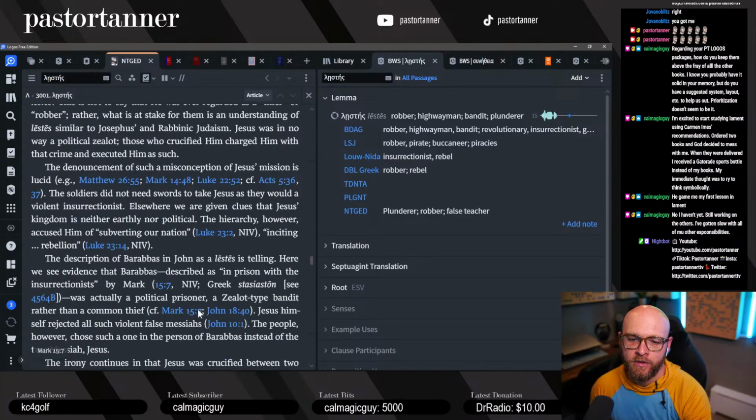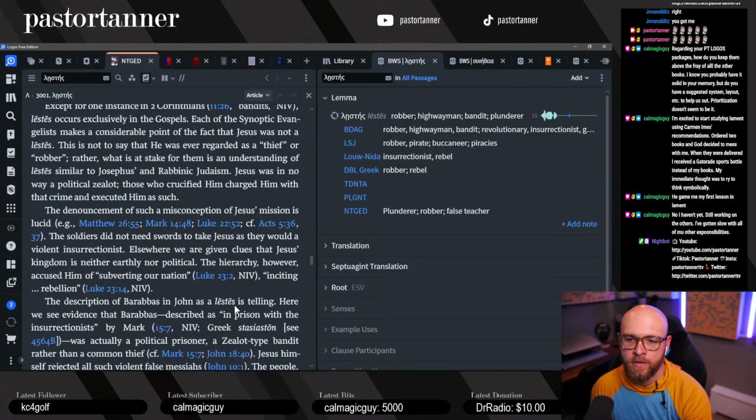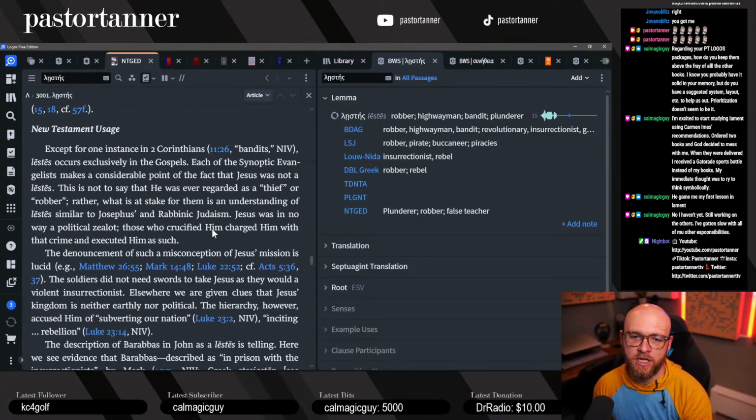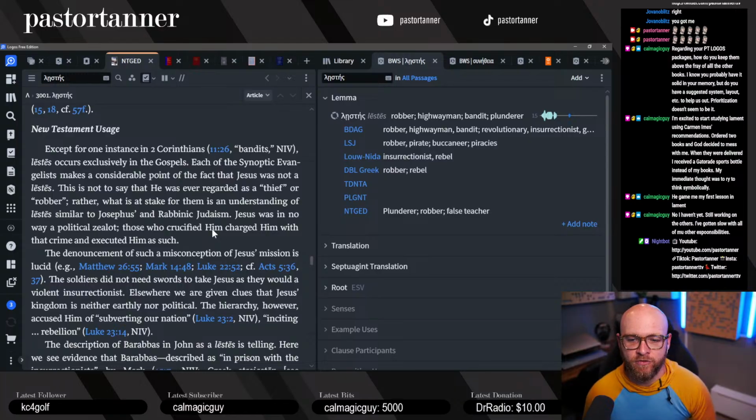Okay. And then New Testament usage. Man, what a good resource. New Testament usage, except for one instance of 2 Corinthians 11:26, bandits, Laestes occurs exclusively in the Gospels. Each of the synoptic evangelists makes considerable point of the fact that Jesus was not a Laestes, that is to say, he was never regarded as a thief or a robber. Rather, what is at stake for them is an understanding of Laestes similar to Josephus and rabbinic Judaism. Jesus was in no way a political zealot. Those who crucified him charged him with that crime and executed him as such. The denouncement of such a misconception of Jesus' mission is lucid.